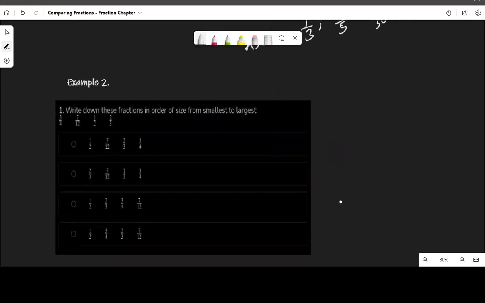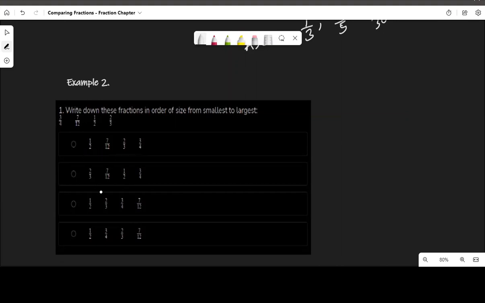So I have an example too. Write down these fractions in order of size from the smallest to the largest. Okay, this one specified that we should start from the smallest to the largest again. So the first fraction is, okay, we actually have only one fraction.